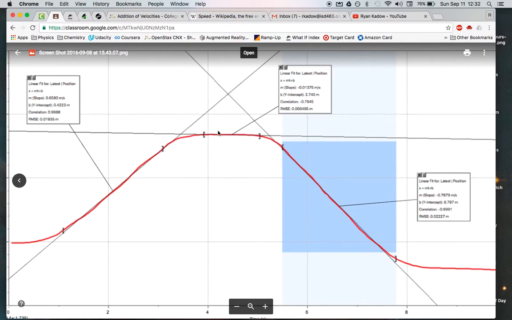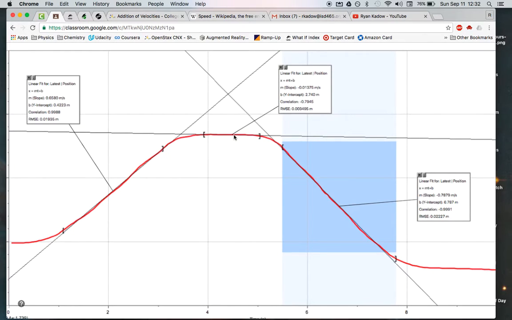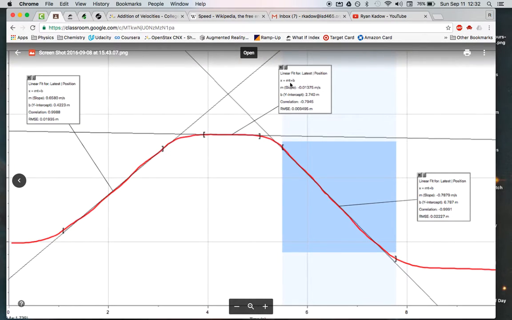Up here, where the line is relatively flat, I calculated the velocity again using the software. While it's not exactly 0, it is 0.01. So in other words, we're moving at about 100th of a meter per second, and that's effectively standing still.